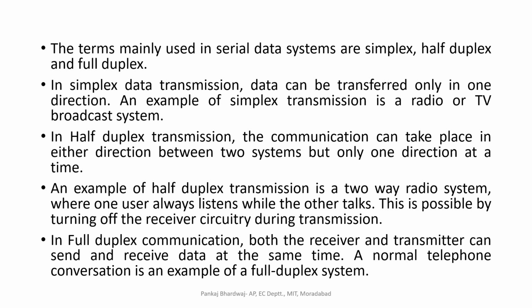The term serial communication can be understood in three main categories. The first is simplex communication, the second is half duplex, and the third is full duplex. Simplex data transmission is that type of transmission in which the data is transferred in only one direction. That means the data can be transmitted from one end to the other, but from the other end it cannot be transmitted. An example is a radio or TV broadcast system, because we can receive the signals from the broadcast service on our TV channels as well as on our radios.